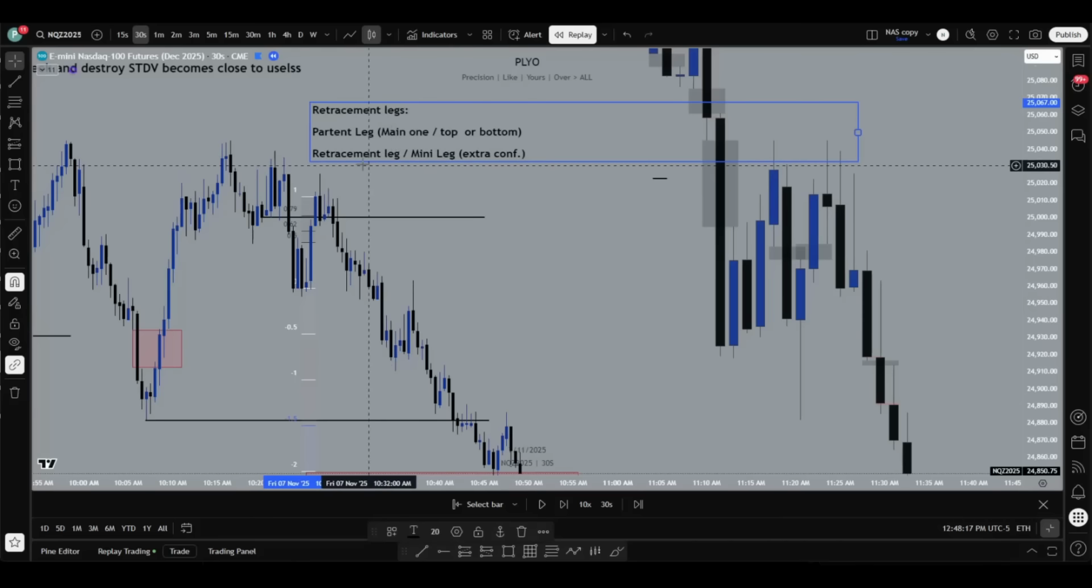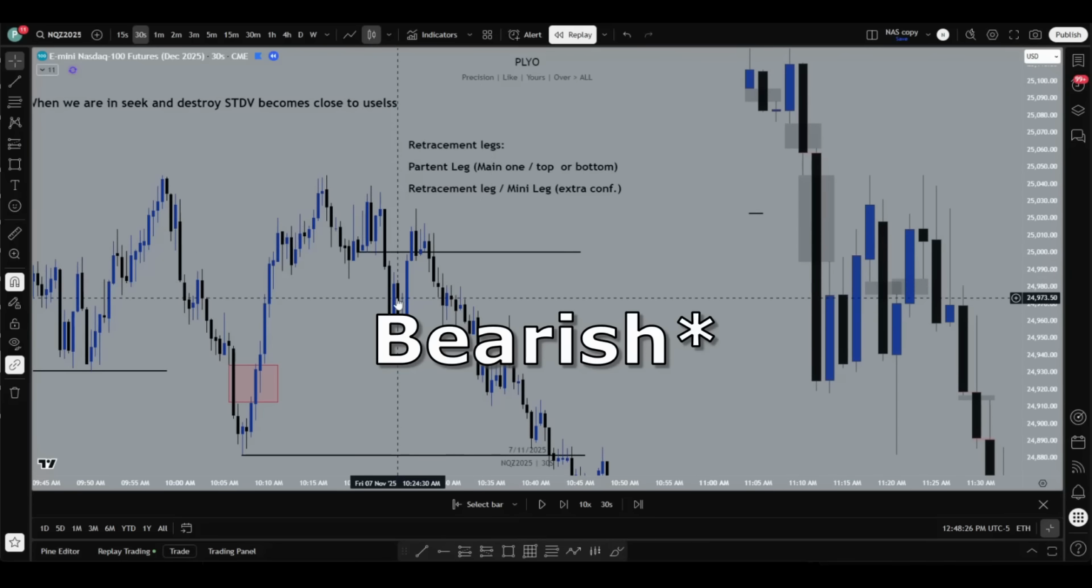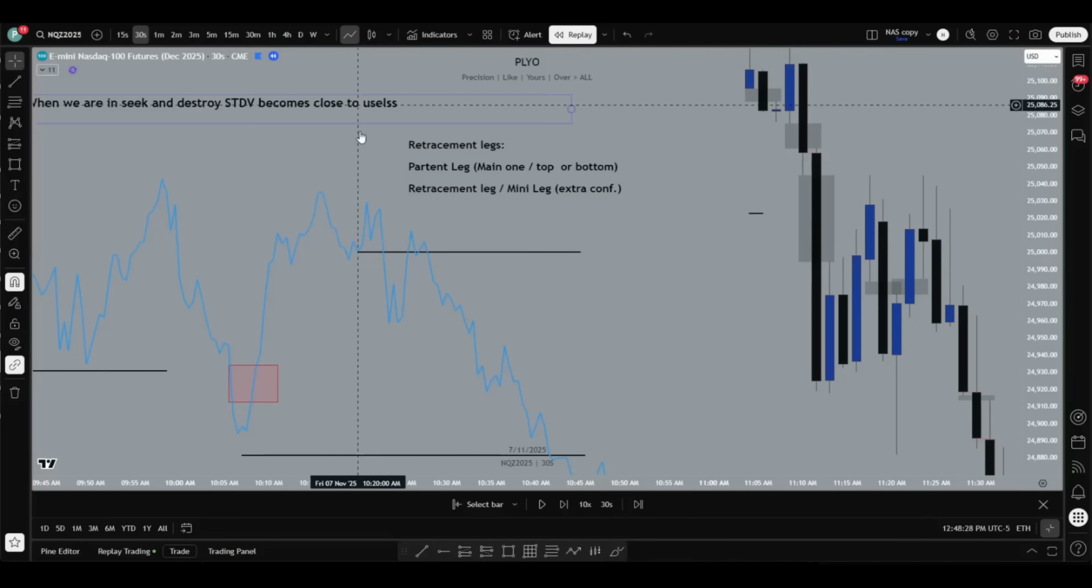You want to really make sure you get the retracement legs down, because once we get multiple standard deviations in the same direction, once again, all these are bearish. I want you guys to understand that. How many bullish standard deviations do we have here? We can count one there. This is one.